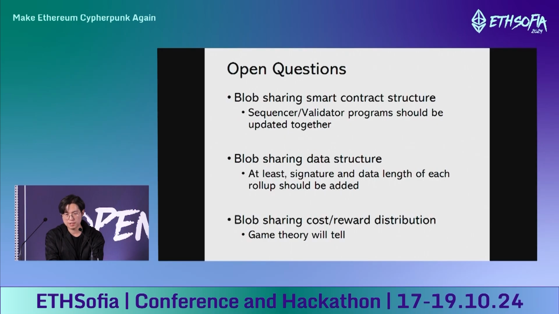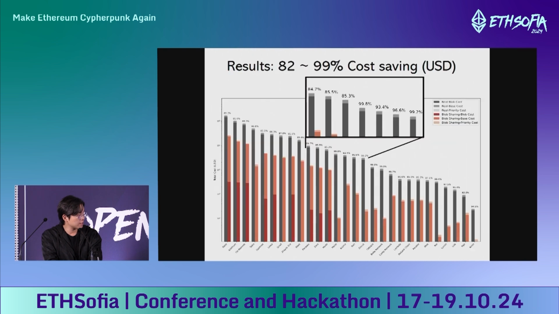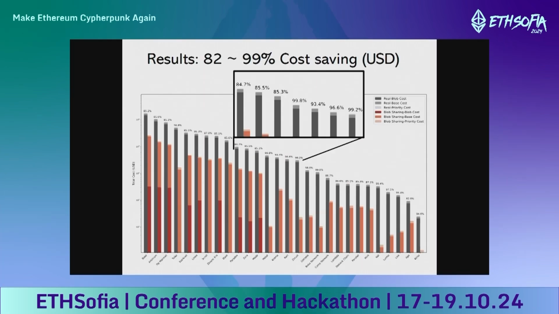The last one is blob sharing cost and reward distribution. One theoretical study says that big rollups will have bigger negotiation power based on game theory, but as we saw in the simulation result, the biggest beneficiaries from blob sharing are the big rollups after blob sharing.